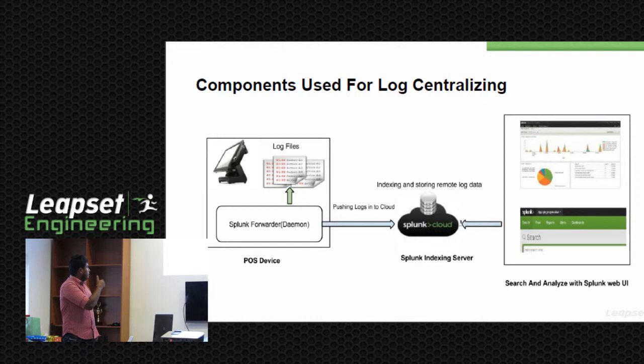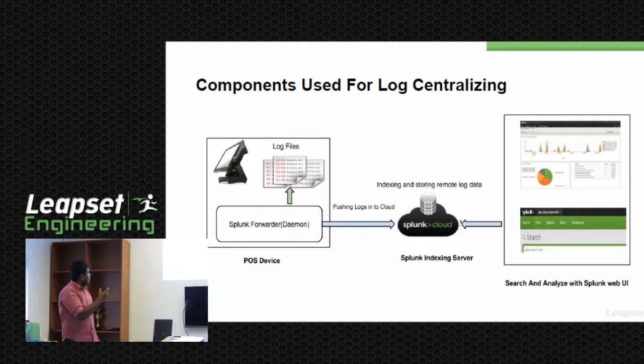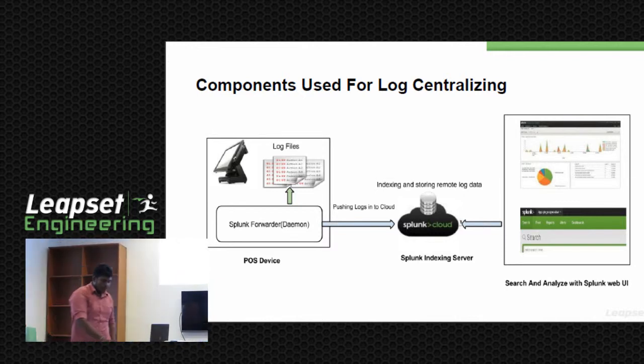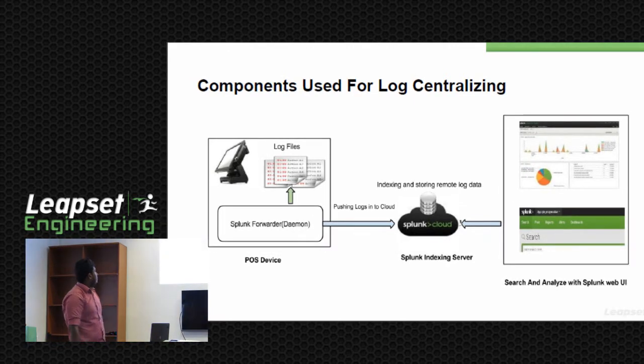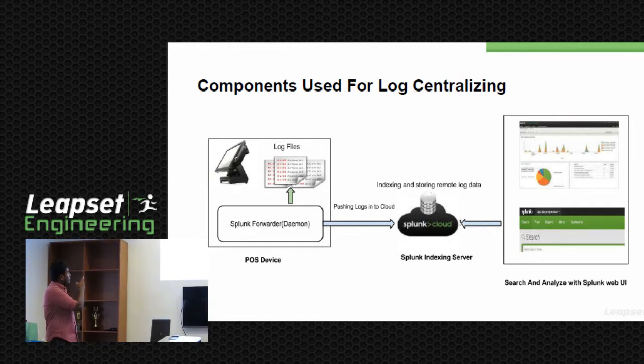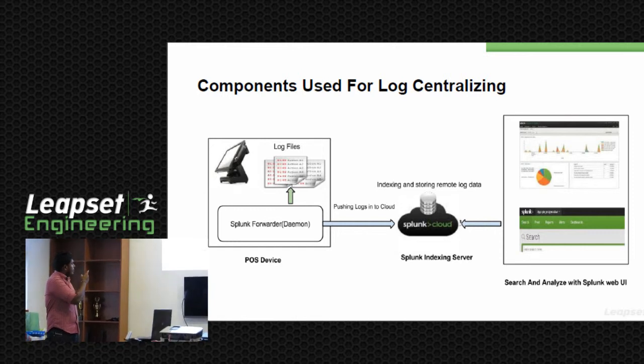We are going to install it inside the POS device, and we are also using a Splunk indexing server as well as the Splunk web UI. We are configuring the Splunk forwarder such that we can monitor the relevant log files. Our actual deployment environment looks like this. We are maintaining two servers: one Splunk indexing server called mlog.leapset.com for maintaining production related log data, and the other, a sandbox version, for maintaining every other environment's data.